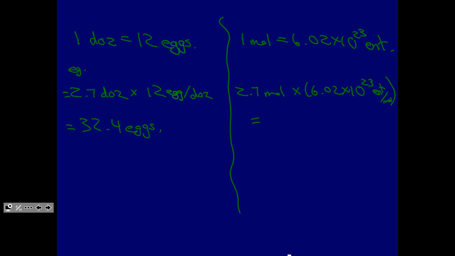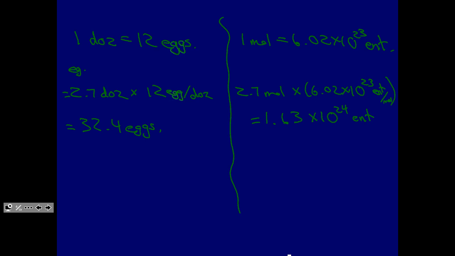2.7 times. Now, we need to learn a little bit about our calculators. I'm now going to put in that number in scientific notation. I'm going to write 6.02, and then I'm going to press the EXP button, and then 23, and then press equals. And I get 1.625, so let's go with 1.63, 3 significant digits, times 10 to the 24, and that is then going to be entities, all right?